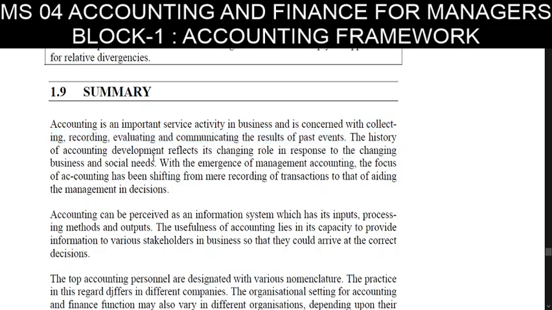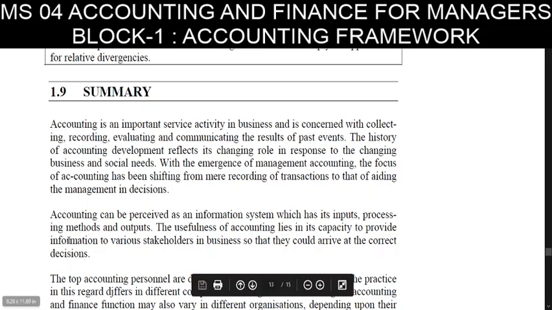The history of accounting development reflects its changing role in response to the changing business and social needs. As the needs are changed in the society and economy, accounting is also changed accordingly. With the emergence of management accounting, the focus of accounting has been shifting from mere recording of transactions to that of aiding the management decisions. This is also a part of the role of accountant who aids the control of the management decisions.